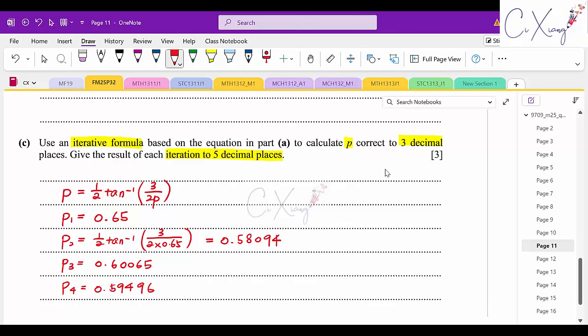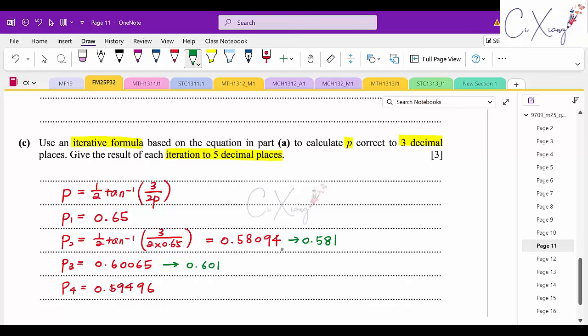Some students will ask, when do I stop if I want to repeat this process? To know when to stop, you need to check your answers to 3 decimal places. As an example, for P2, the second iteration, the 3 decimal places answer is 0.581. For the next one, the 3 decimal places answer is 0.601.